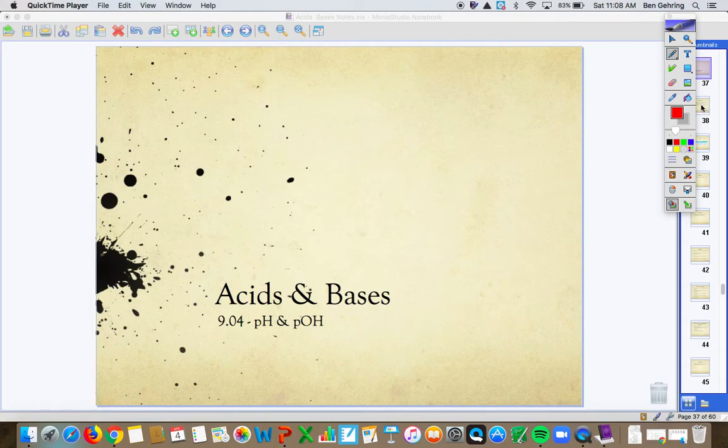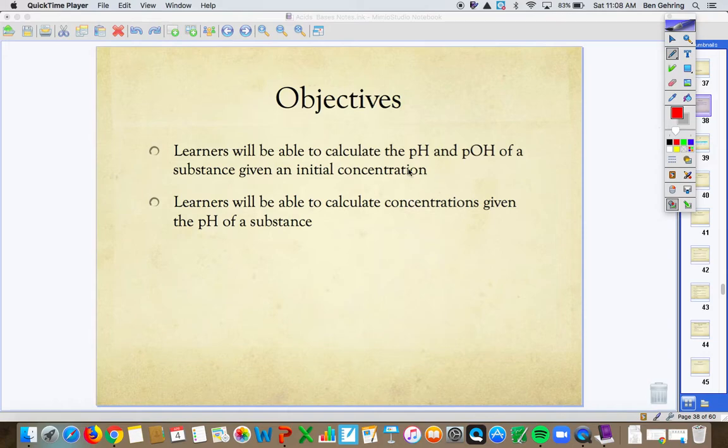So at the end of this video, you will be able to calculate both pH and pOH of a substance given at an initial concentration. You'll also be able to calculate concentrations given either the pH or the pOH of a substance as well.